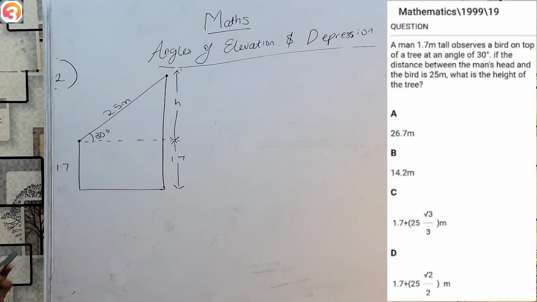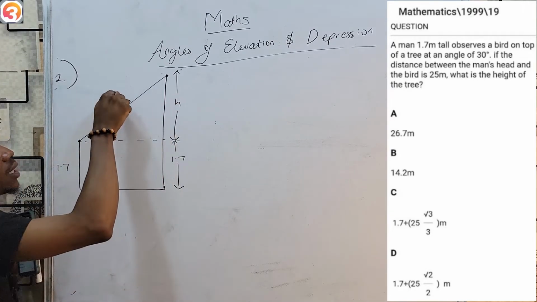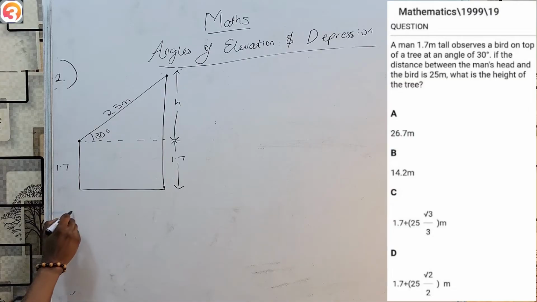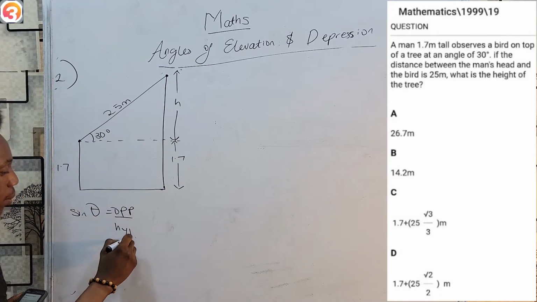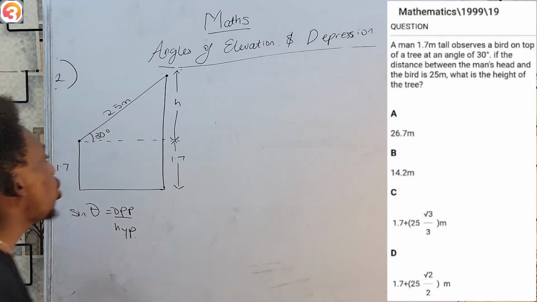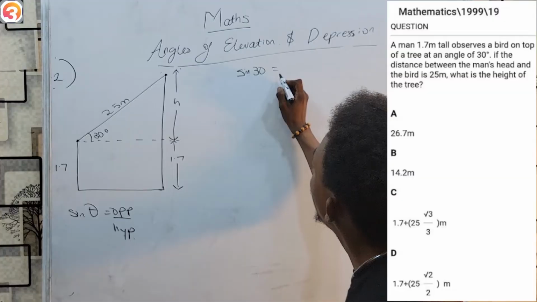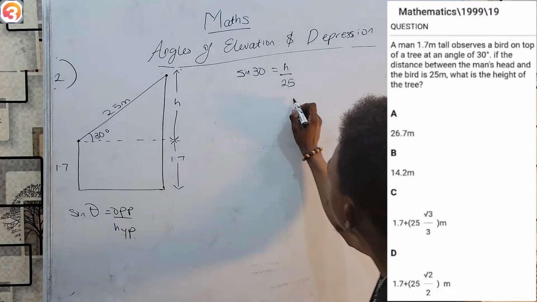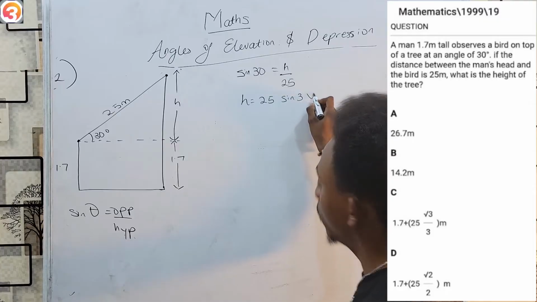However, what's different is that in this case, I want to find opposite. I don't know adjacent, but instead I know the hypotenuse. So what equation joins opposite and hypotenuse? You should know that sine theta equals opposite over hypotenuse. Well, do I have my opposite? No, that's what I want. But my angle is 30 degrees. Opposite is h, and hypotenuse is 25. So we cross multiply. h equals 25 sine 30.